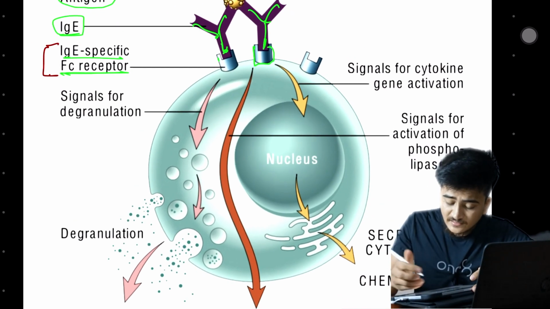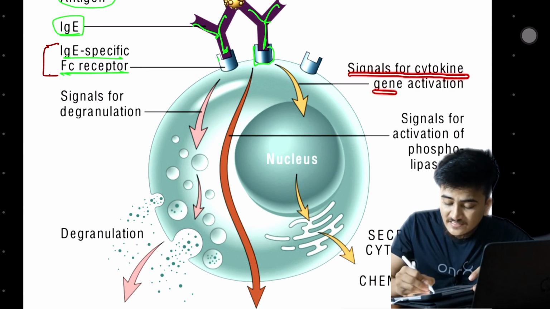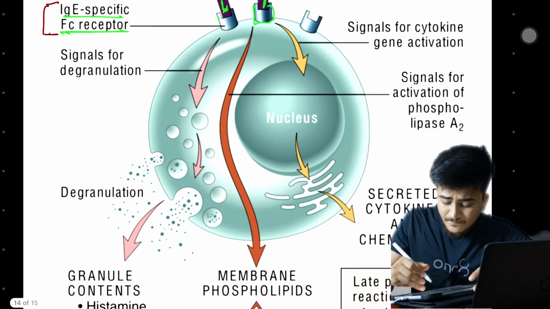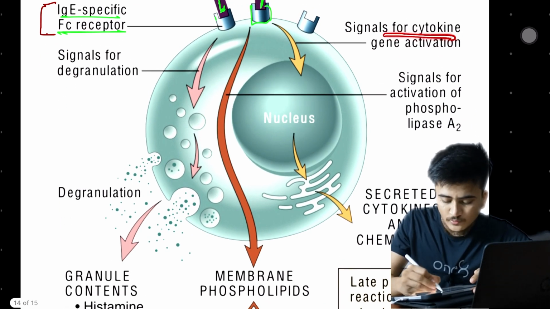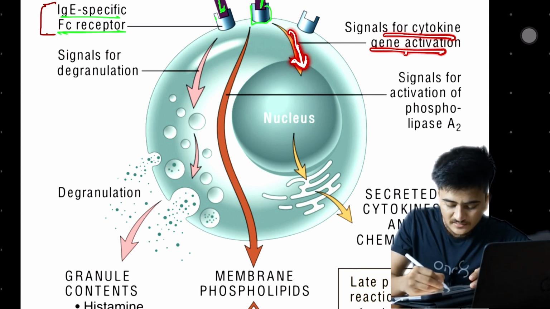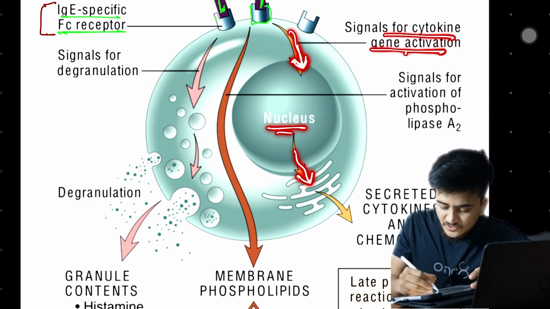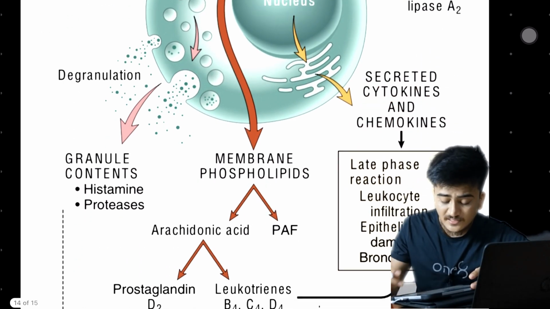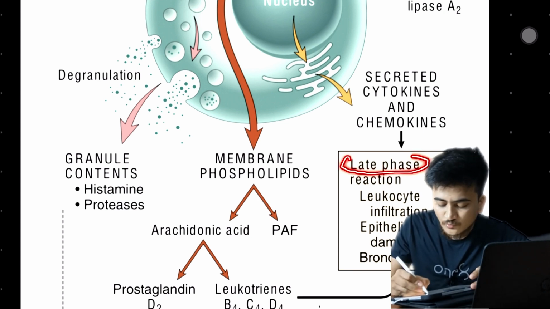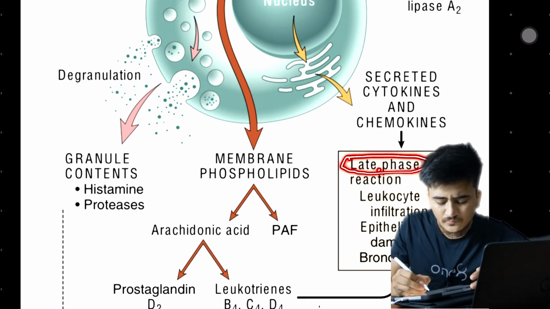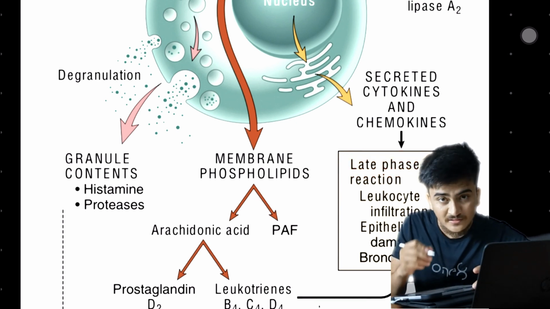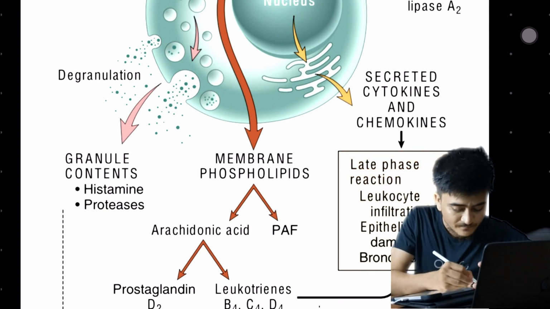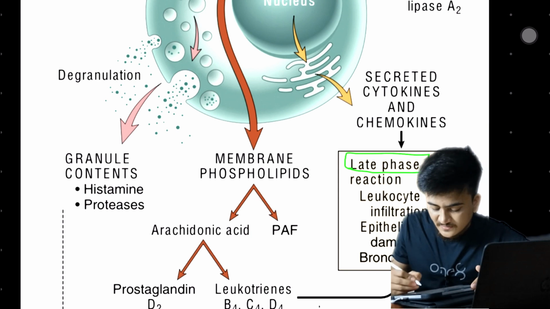This will cause a signal for cytokine gene activation. This signal will be sent into the nucleus, and the cell will secrete cytokines and chemokines. These are the ones that play an important role in the late phase. In this diagram we haven't mentioned the early immediate phase. We are talking right now about the late phase, so these cytokines and chemokines will be participating in the late phase reaction.